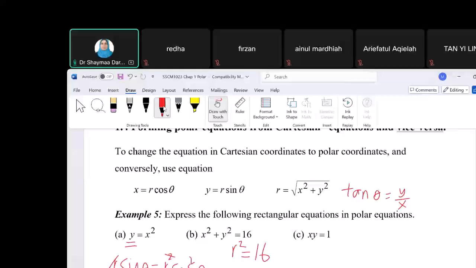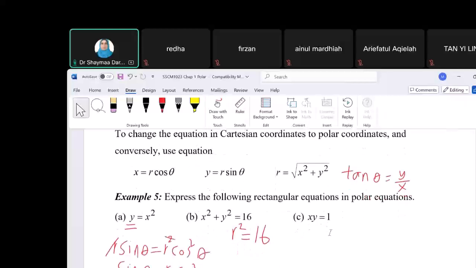If you use r cos theta, r sine theta, also correct. R square cos square plus r square sine square will be equal to 16. Then you need to use that cos square plus sine square equal to 1. So you will have the same equation. R square equal to 16.